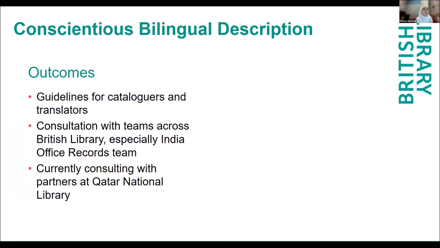The outcome of this project so far is two new sets of guidelines, one for cataloguers and one for translators. We have identified 40 terms, each term provided with a note explaining its background and use in the records, and then a set of recommendations for how to treat this term. We intend for these to be living guidelines that can be edited and added to as we become conscious of new terms.